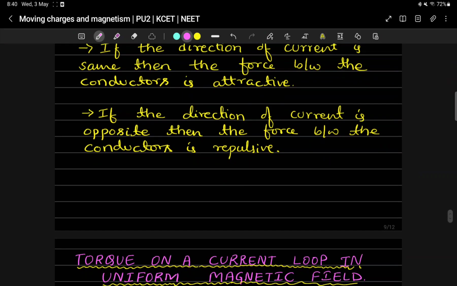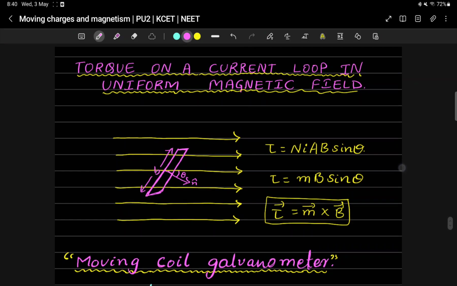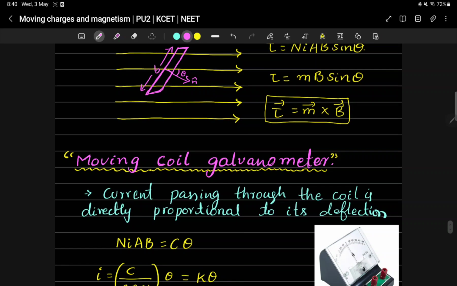Next, torque on a current loop in magnetic field is given by tau is equal to m cross B, where m is called magnetic dipole moment, which is placed in magnetic field B. Magnetic dipole moment is given by I into A, or if number of turns is n, then n into I into A. Do remember that.